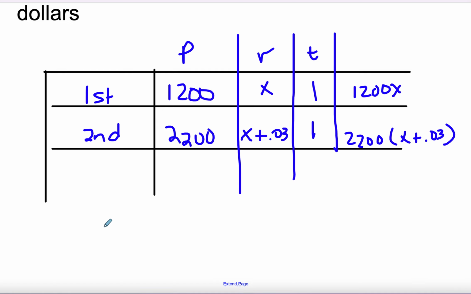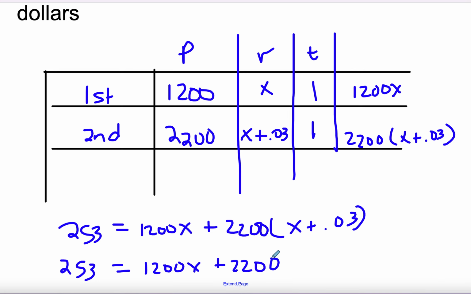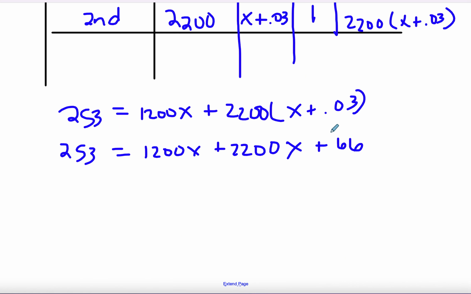Now, the total earnings from these investments was $253. So I'm going to start out with 253, and that's going to equal 1200x plus 2200 times the quantity x plus 0.03. Now, we get 253 equals 1200x. Let's go ahead and distribute that 2200. That'll be plus 2200x plus 66. Not 6600. Move that 66 over, we get 187.